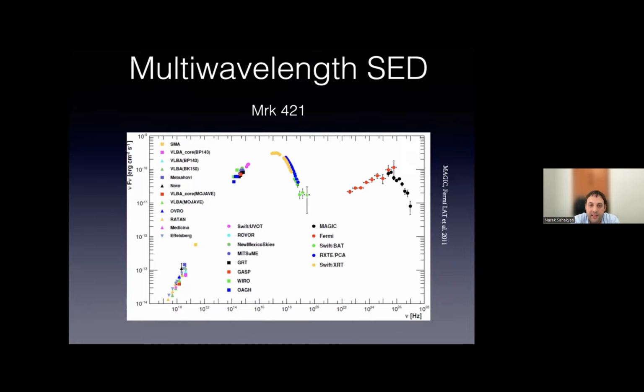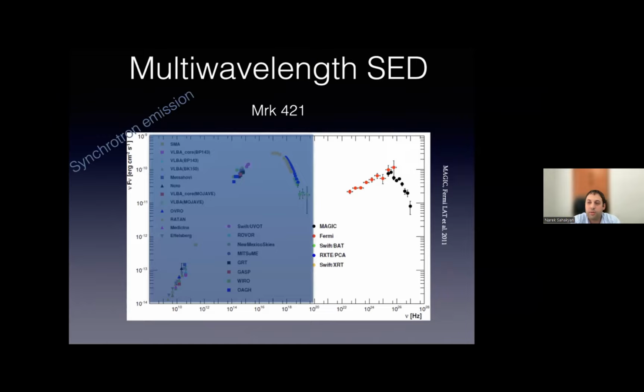This is typical for all blazars. Practically all of them show this two-peak structure in the SED. And what is known up to now is that this first peak is coming from the synchrotron emission of the electrons. This is well known because of the observed polarization, etc. Many different properties really show that the first component comes from synchrotron emission of the electrons.